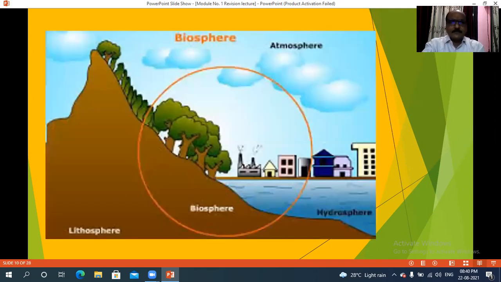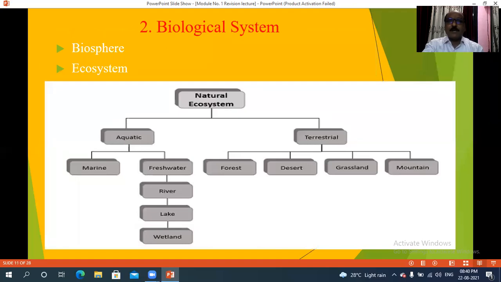Okay, then you see, dear students, biosphere. Okay, so biosphere, it is a small area which is occupied by the living organisms on the surface of the earth. So dear students, it means some living organisms are found on the surface of the earth. Some living organisms are found in the water body. Some living organisms are found in the atmosphere. So that means, dear students, the small area which is occupied by the living organisms in between lithosphere, hydrosphere, and atmosphere, it is called as biosphere.